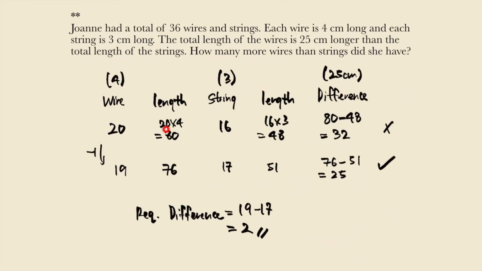The difference here being, let's guess 20 and 16. The difference here is 32. That's too much. So let's decrease this by 1, the longer length. All right, we get 25. And exactly what we want here. But we want the difference between wires and strings. So that's 19 minus 17, giving us 2 for the answer.